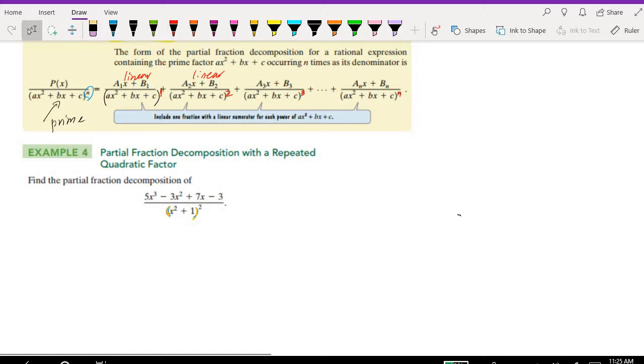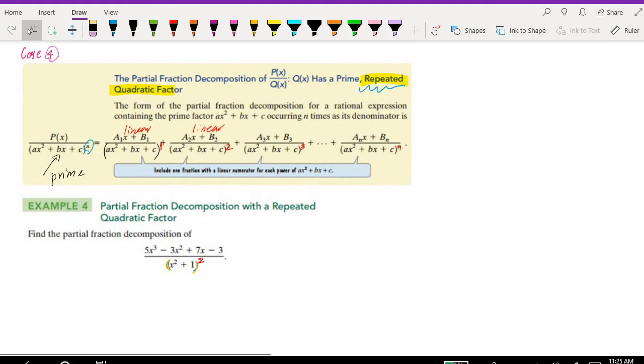Okay? X squared plus 1, we also should realize that we can't factor it either. So don't mix it up with x squared minus 1, because that one we can factor. We can't factor the x squared plus 1. Okay, they're different. Now we also look outside at what the exponent is. In this case, we have an exponent 2. That means we satisfy this case 4. We have a prime, repeated quadratic factor.